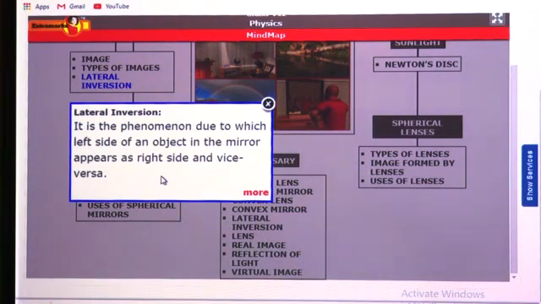Like this, you can see exactly opposite parts, or exactly opposite images, in the mirror. It is the phenomenon due to which the left side of an object in the mirror appears as the right side and vice versa. This phenomenon is known as lateral inversion.